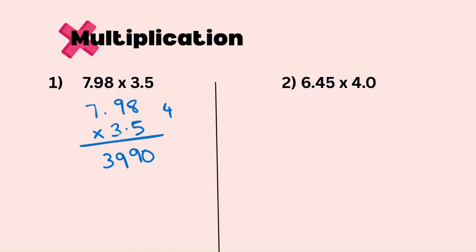Now we have to multiply with the 3. 3 8s are 24. 3 9s are 27 plus 2, 29. 3 7s are 21 plus 2, 23.